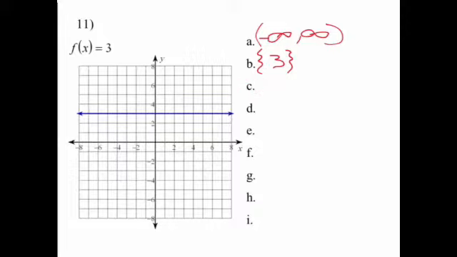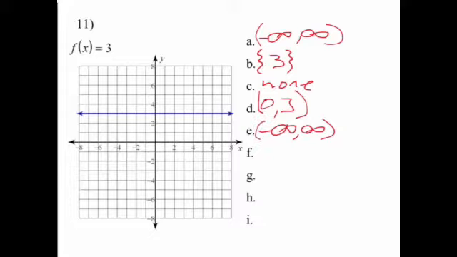What's our x-intercept? Well, it doesn't ever cross our x-axis, so this one doesn't have one. The y-intercept is going to be right there where it crosses the y-axis. That's at 0, 3. And then where is my function positive? Well, it never crosses the x-axis, so this one is positive everywhere, from negative infinity to positive infinity.